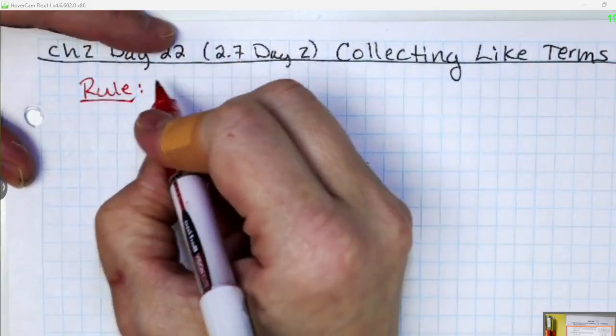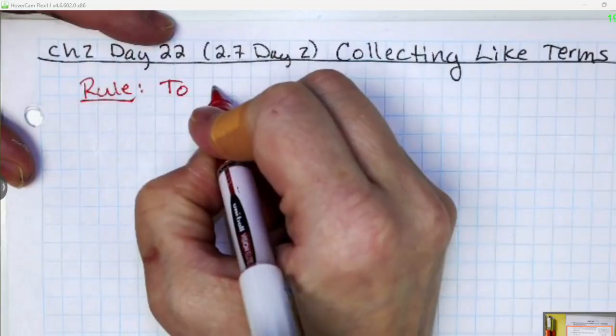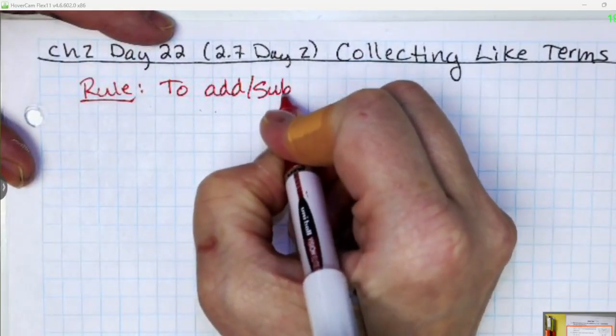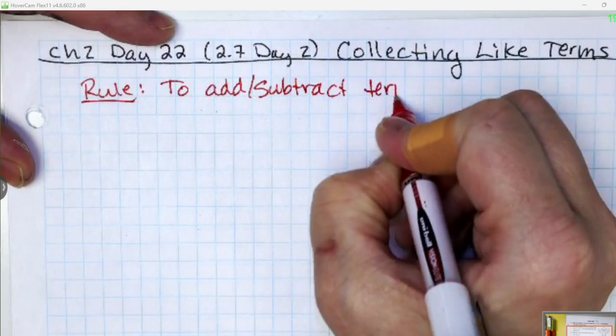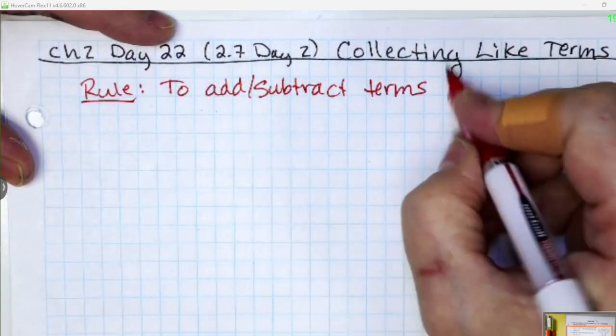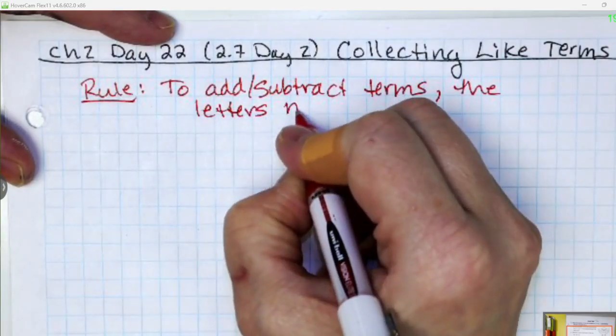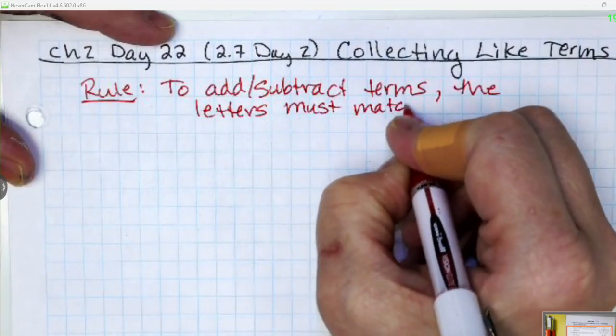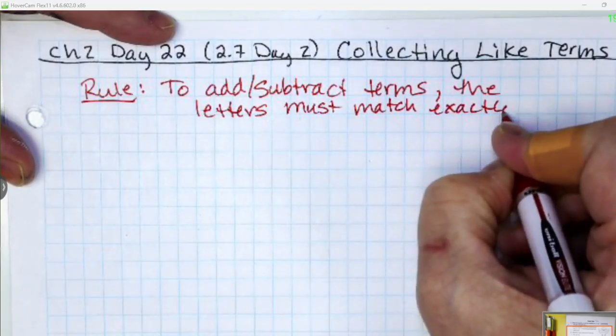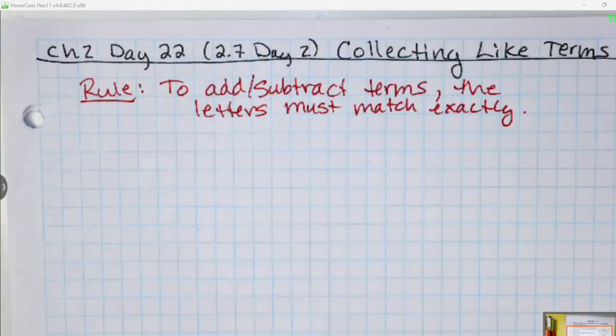The rule is that to add or subtract terms, any terms, the letters or the variables must match exactly. To add or subtract terms, the letters must match exactly. Now, multiplying and dividing is totally different. You can multiply or divide anything under the sun. But for adding and subtracting, it's really picky. The letters have to perfectly match.